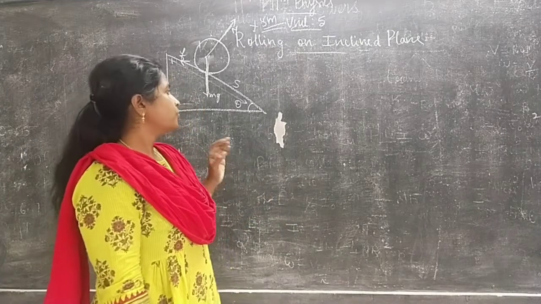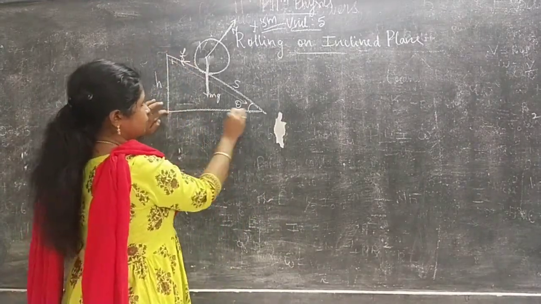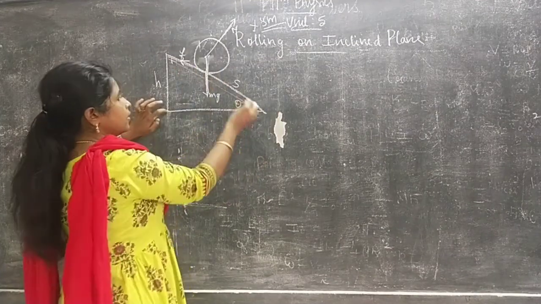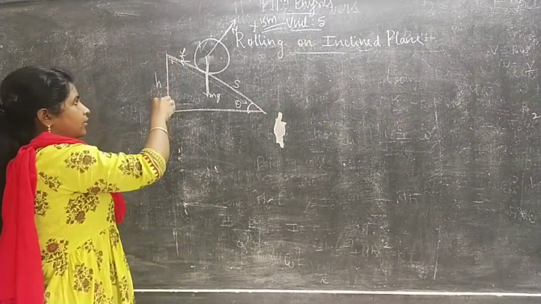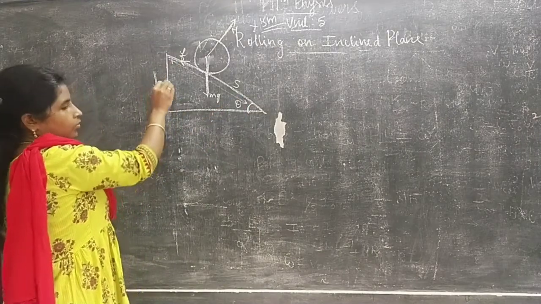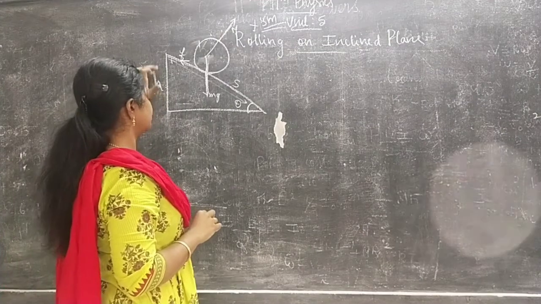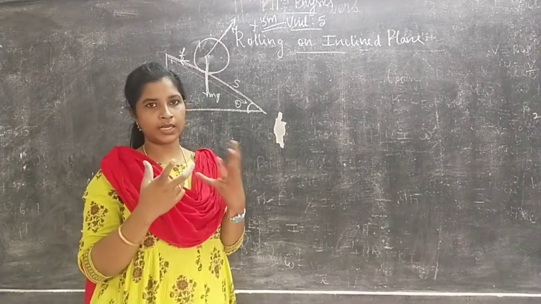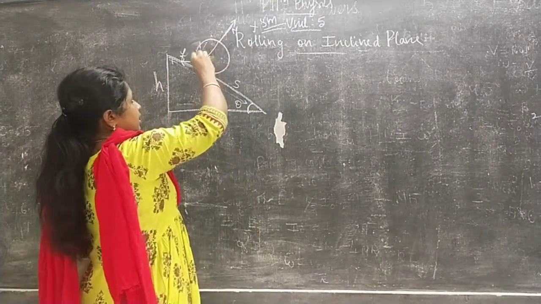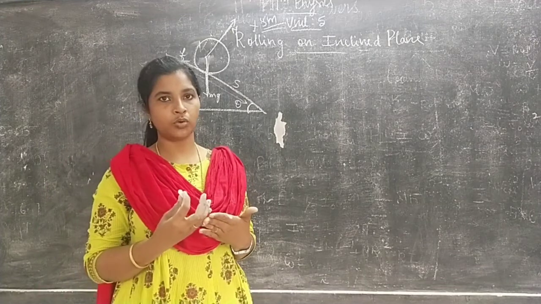For that I have taken an inclined plane like this. This is the surface which is inclined at an angle theta, and the height from the surface is h. Now we have taken a ball or sphere, which is here, and it is rolling, not slipping.